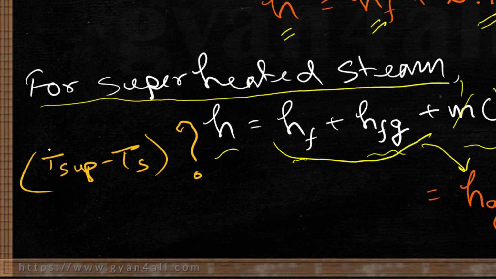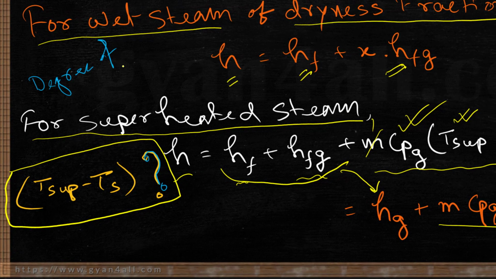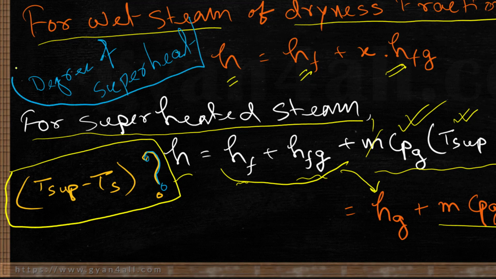Now you tell me, what is this? T sup minus Ts. Degree of superheated steam? No. You should say degree of superheat. That means how much temperature beyond Ts. That is the degree of heating. Degree of superheat.